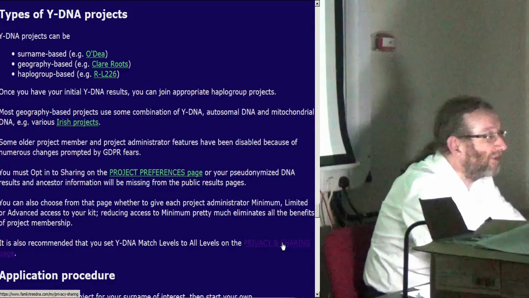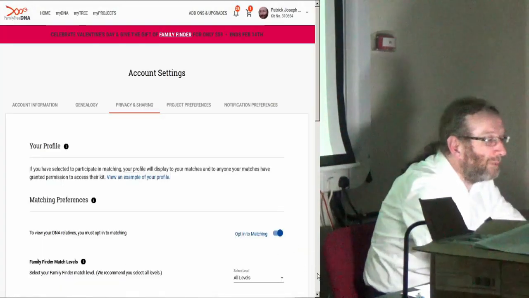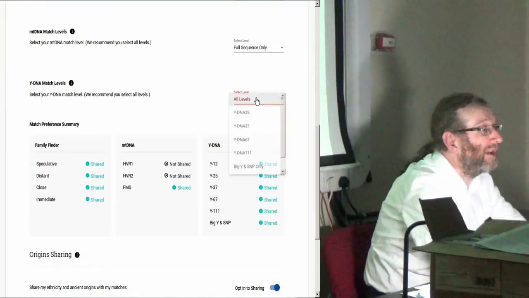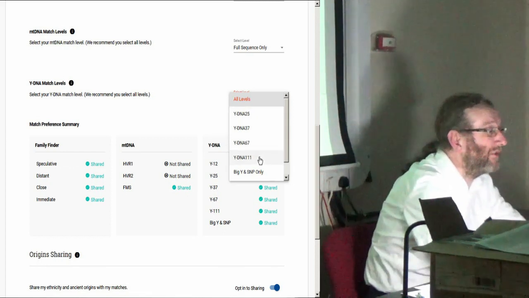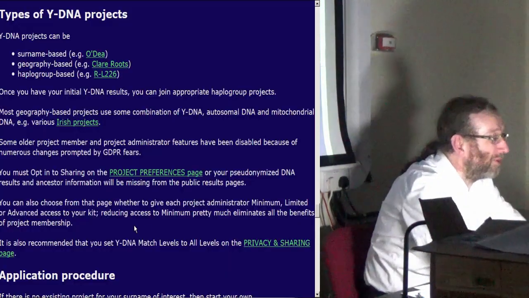Similarly, on the privacy and sharing page, most administrators want you down here to set your Y-DNA matches to all levels so that they can compare your first 25 or your first 37 or your first 67 or your first 111 markers. And most projects' homepages will warn you about that.